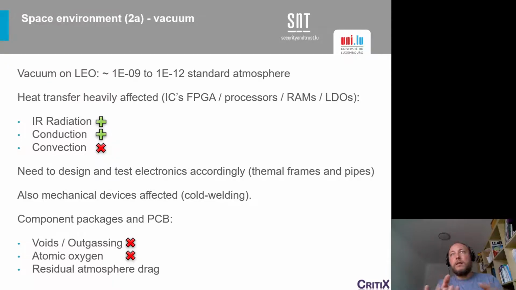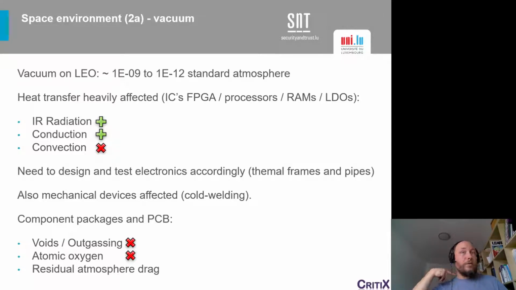If you connect pieces of metal, that will conduct the heat, so you will have conduction transfer, but no convection, which is the rising of hot gases from above a hot element, the most effective way of exchanging heat. That's why we use radiators on the ground. It doesn't work in space. So you have to design and test electronics accordingly, with thermal frames and heat pipes.